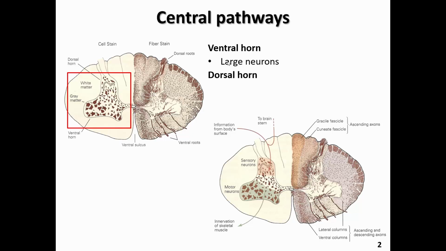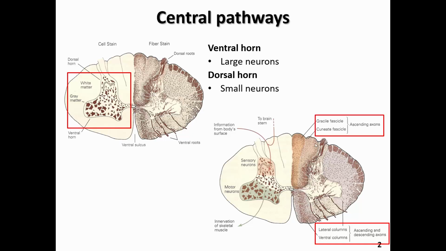The ventral horn typically contains large neurons, and this is where many of the alpha motor neuron cell bodies reside. There are neurons in the dorsal horn, but these are smaller neurons that typically serve as interneurons. If we take a look at the bottom right-hand corner here, we see in this cross section that we have different areas of the white matter, and the white matter is unique in that it is devoid of the volume of neuronal cell bodies that we see in the gray matter.